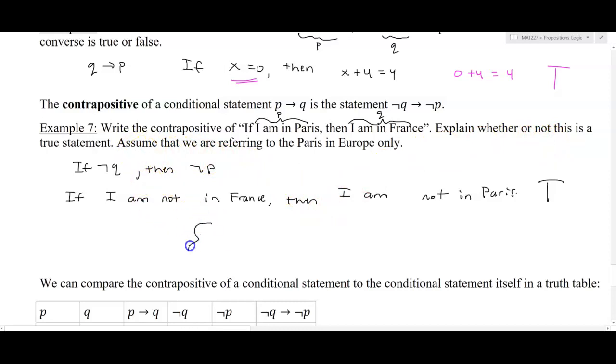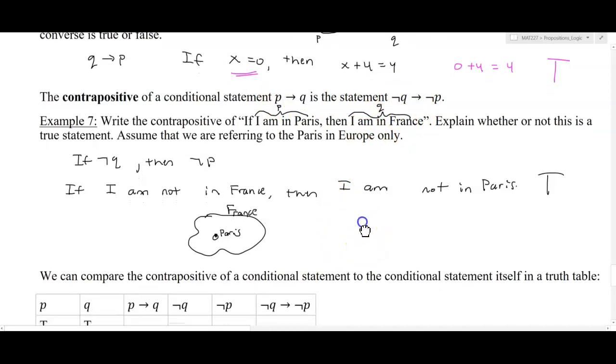But let's think about this. So here's my drawing of France, and then inside of there is Paris. So if I'm not inside of this circle, then there's no way I'm inside of this tiny little circle that represents Paris, and therefore the contrapositive is a true statement. So how do we prove that these two things, that if P then Q and its contrapositive, are equivalent statements?